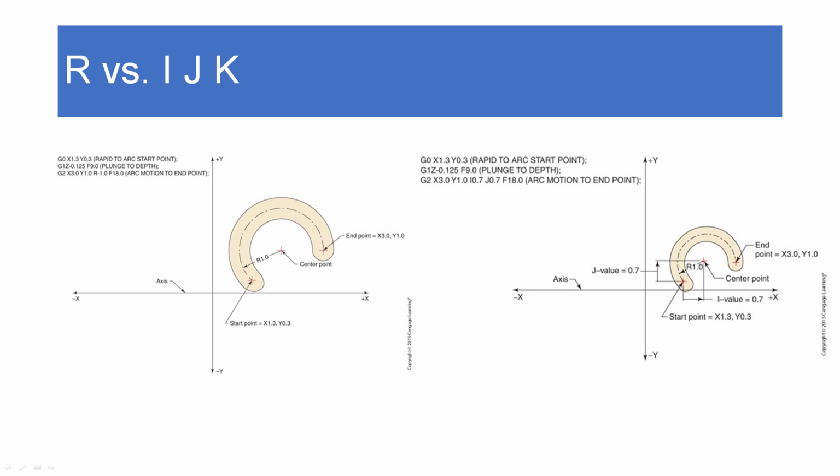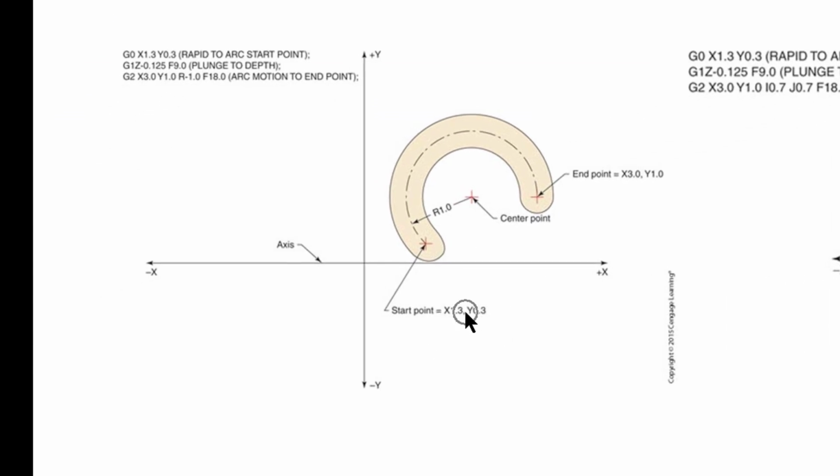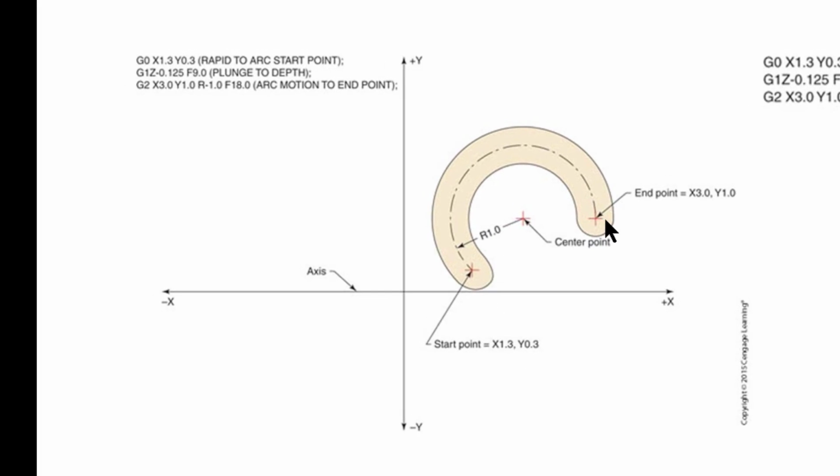Okay, so could I have done that with an R value? I sure could have. Easy. And in this example, I go to the start point, X1.3, Y.3. And now I'm going to end at X3, Y1. So here's my start point move, my feed to depth, and my arc. G2, it is a clockwise arc, finishing at X3, Y1. And now my radius is minus 1.0, and that's because the arc is more than 180 degrees, with a feed rate of 18, right there.